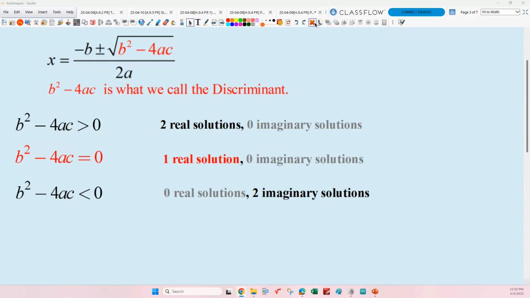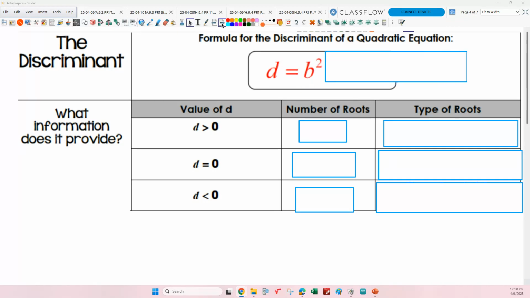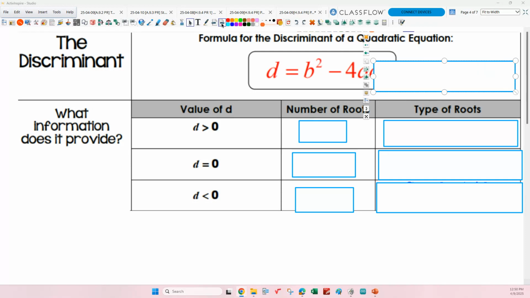Okay, make sense? Okay, so you tell me now, fill in the blanks. What is the discriminant? What's the formula for the discriminant? It's just the part of the quadratic formula under the radical. b squared minus 4ac, right? That's it. That's the part underneath the square root.